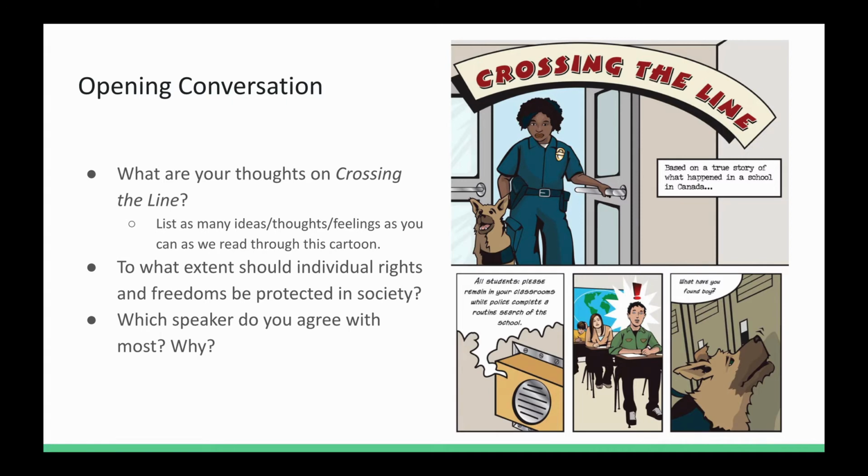We're going to have an opening conversation here. I want you to follow along as I read this cartoon called Crossing the Line. As I'm reading, keep a list of all of your ideas, your thoughts, and your feelings. The question you are going to take a look at at the end of this cartoon, it's on the next slide as well: to what extent should individual rights and freedoms be protected in society? You will pick which speaker you agree with the most, and you will tell me why.